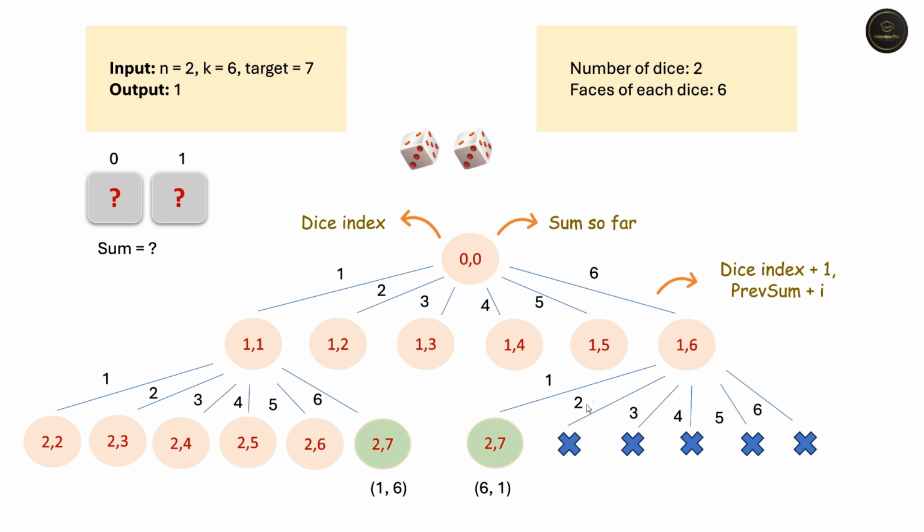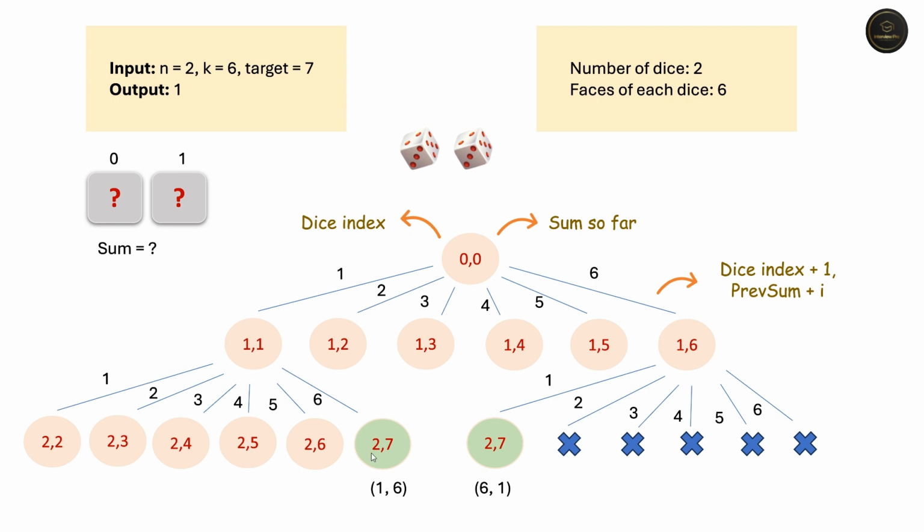And if I take 2, the sum would be 6 plus 2, which is 8, which is greater than target. And for all these other combinations also, we'll get the sum greater than target, which obviously wouldn't lead us to a possible combination, right? So it's a waste of calculating these combinations. The other combination that we got is 6 comma 1. We can calculate all the combinations for all these values as well.